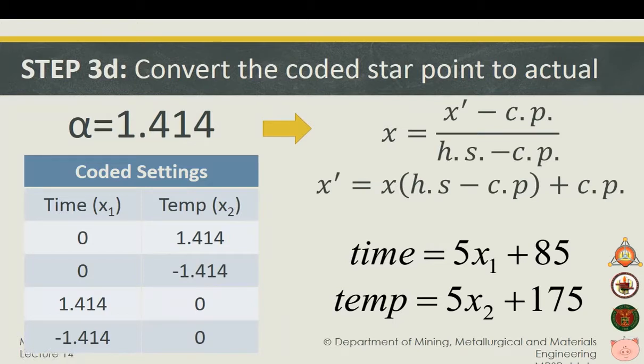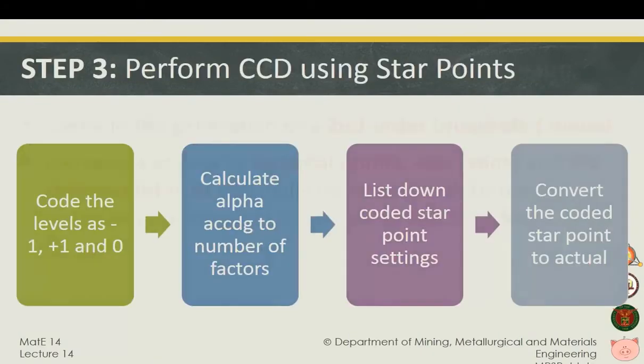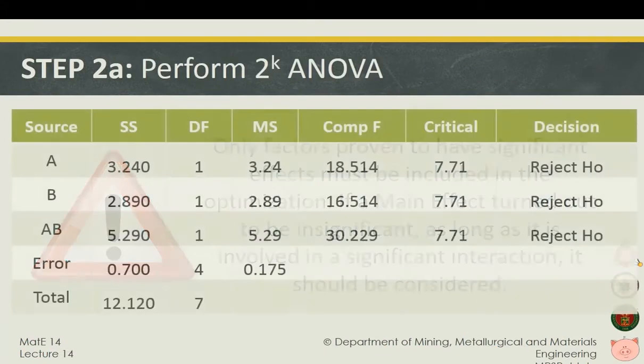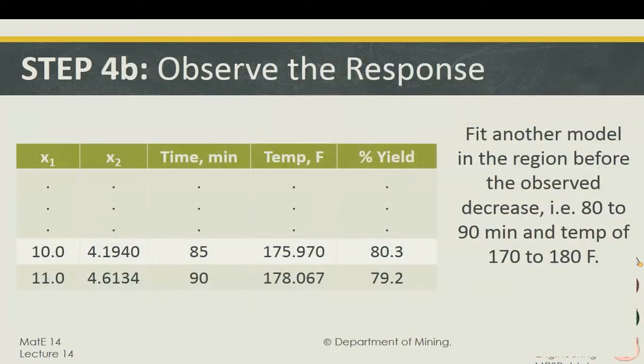Okay, so let's look back at the data we have now. Let me navigate back. If you remember, we were doing MSA and we ended at the 11th run. If you look at the 11th run, the yield actually dropped from 80.3 to 79.2, meaning the model broke down in a sense.